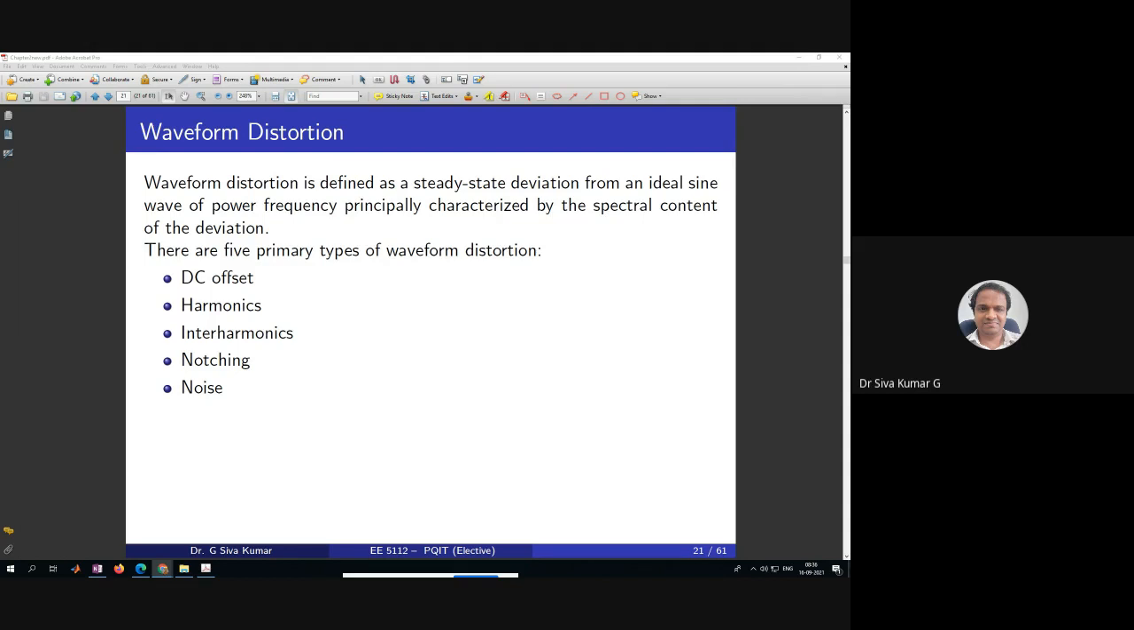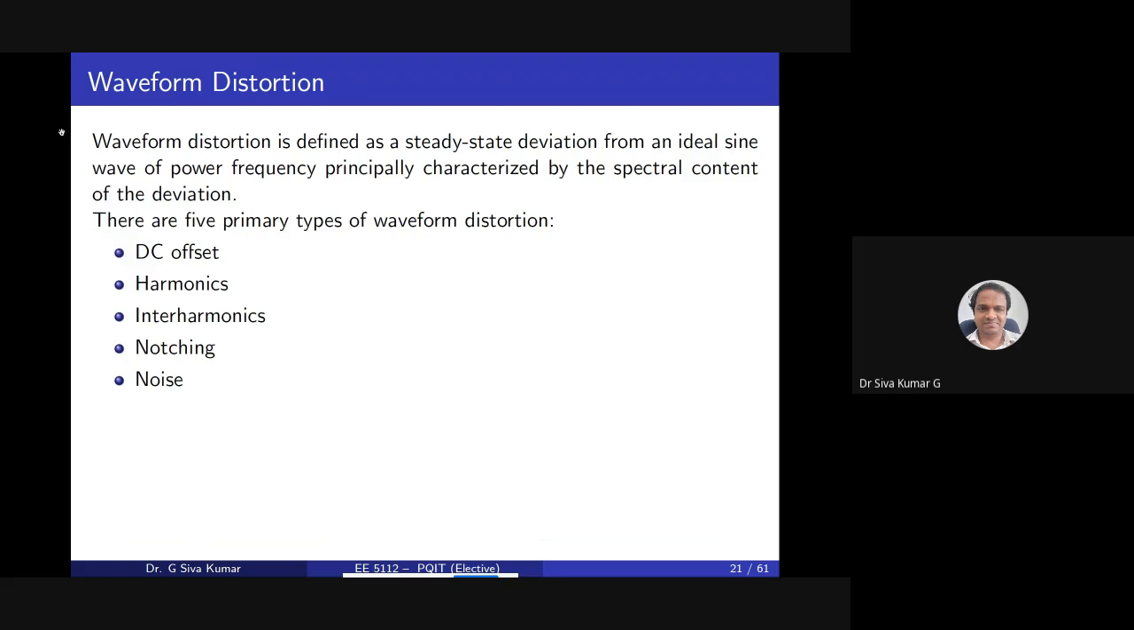In the waveform distortion we have seen it is a steady state phenomenon, and there is a deviation from an ideal sine waveform of power frequency, principally characterized by the spectral content of the deviations. There are 5 types of waveform distortion, which are DC offset, harmonics, interharmonics, notching, and noise. I have discussed it in a very detailed manner also. Okay.